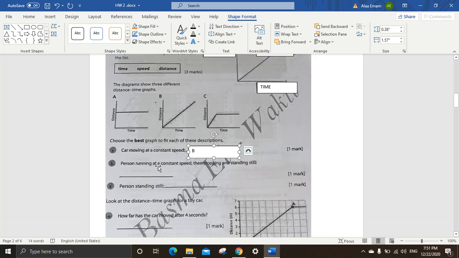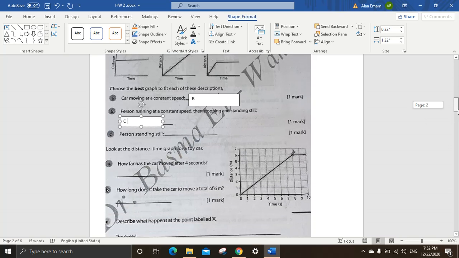Now a person running at a constant speed, then stopping and standing still, okay? So this is clearly shown in diagram C. A person who is running at a constant speed. So you have a straight line, then you have another straight line which is perfectly horizontal, parallel to the x-axis, meaning that the person stops for some time.